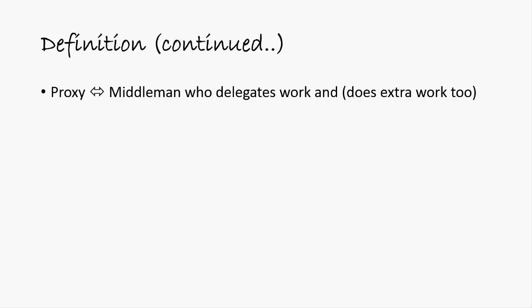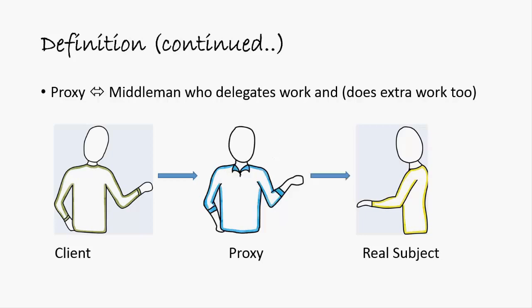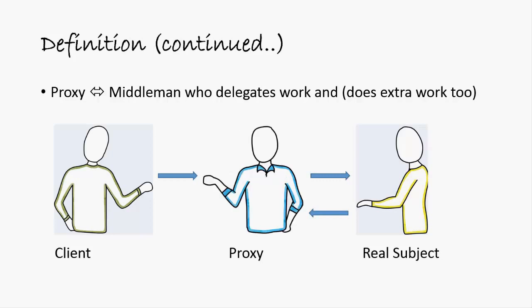When you think of proxy, think of a middleman who delegates work. So that proxy does some extra work and at the same time sits between the client and the service. Here is an example. Let's assume we have 3 players in this interaction: the client, the proxy, and the person who services requests from the client. And that person in this example is the real subject. Any request that goes from the client to the proxy is routed to the real subject. The real subject processes the request, sends the response to the proxy, and the proxy returns the response to the client.